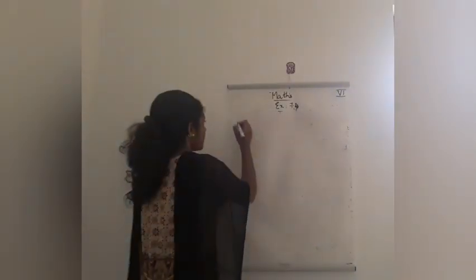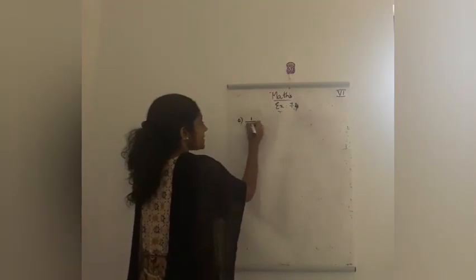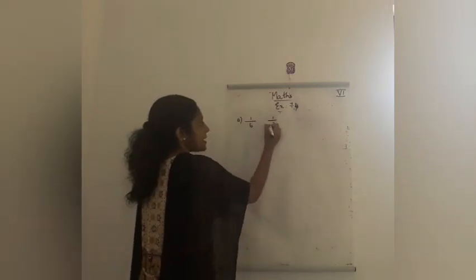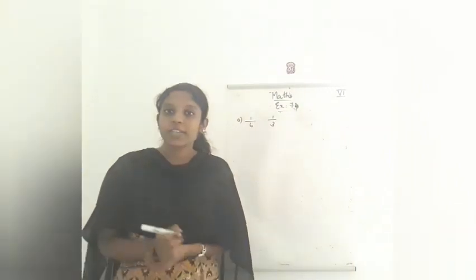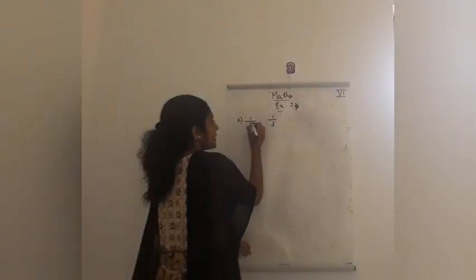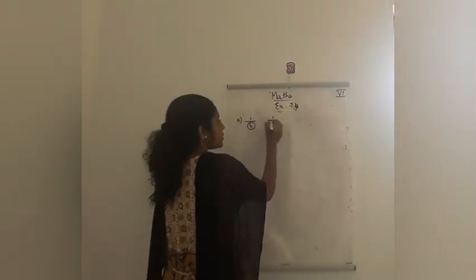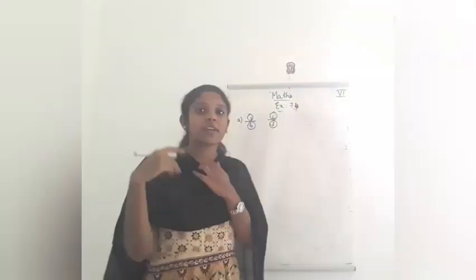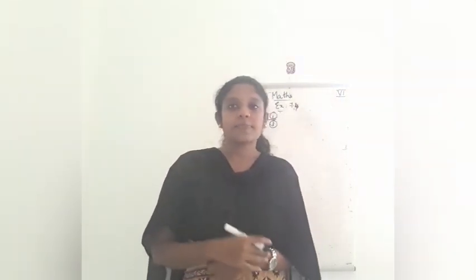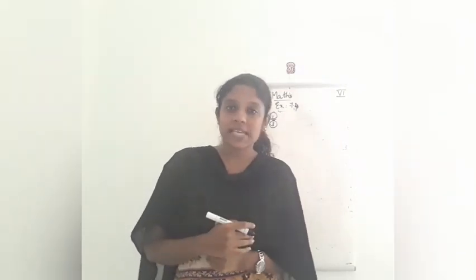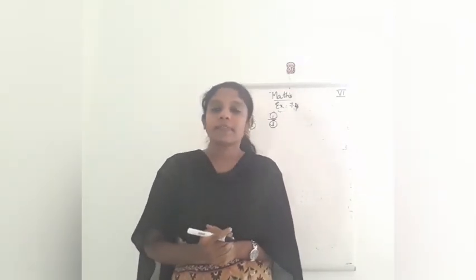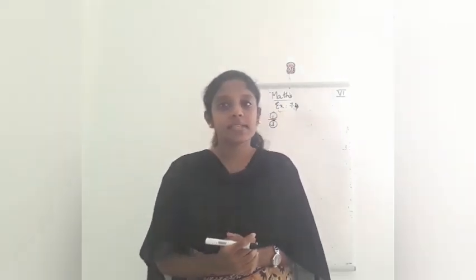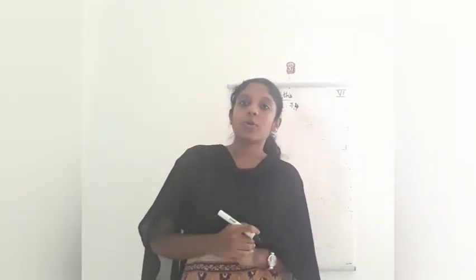Okay, so first question: 1/6, 1/3. When you look at these numbers, the denominators are different, but the numerators are the same. Numerator 1. It is different from the previous question. In the previous question, the denominators were the same. What did we do? We compared the numerators, and whichever was the greatest number, we put the greater-than sign to that number. But here the denominators are different, but the numerators are the same.